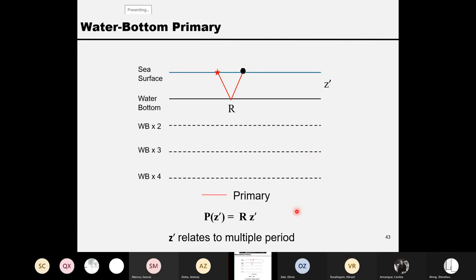In the Z-transform domain, we represent it as R Z prime. R is the reflection coefficient at the water bottom, and Z prime is not a single Z, remember? It's Z with a power. The power of Z really means the index of the time series, so this is related to the travel time from the source to the water bottom and back to the surface. So we simply represent the reflectivity and Z prime, where Z is the Z operator. That's the Z transform. So this is a primary.